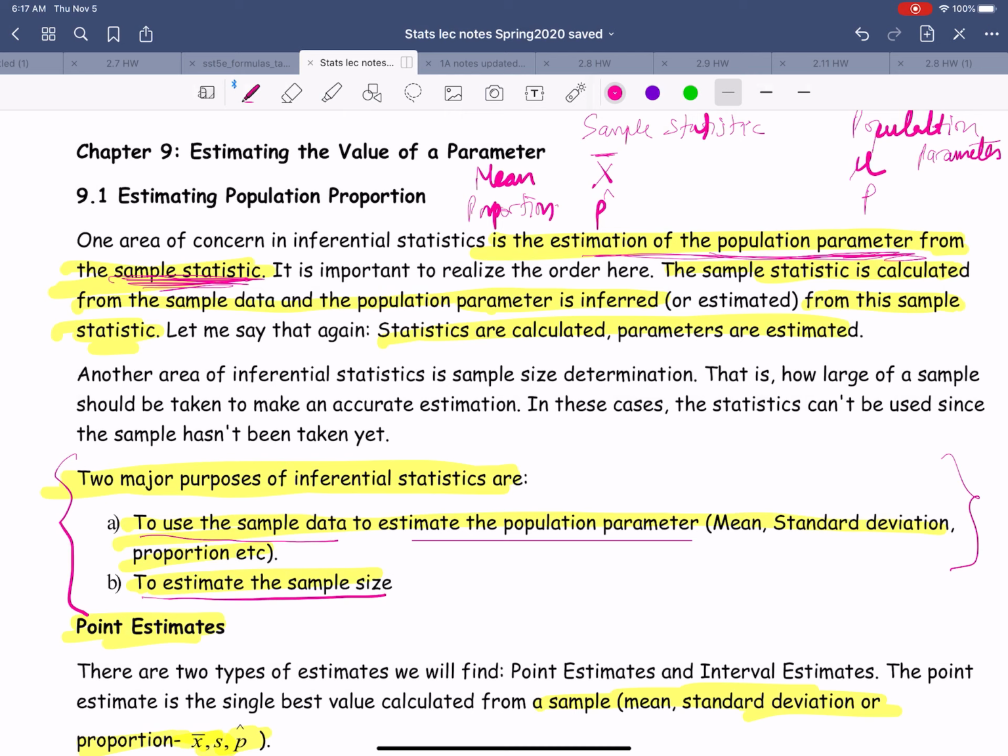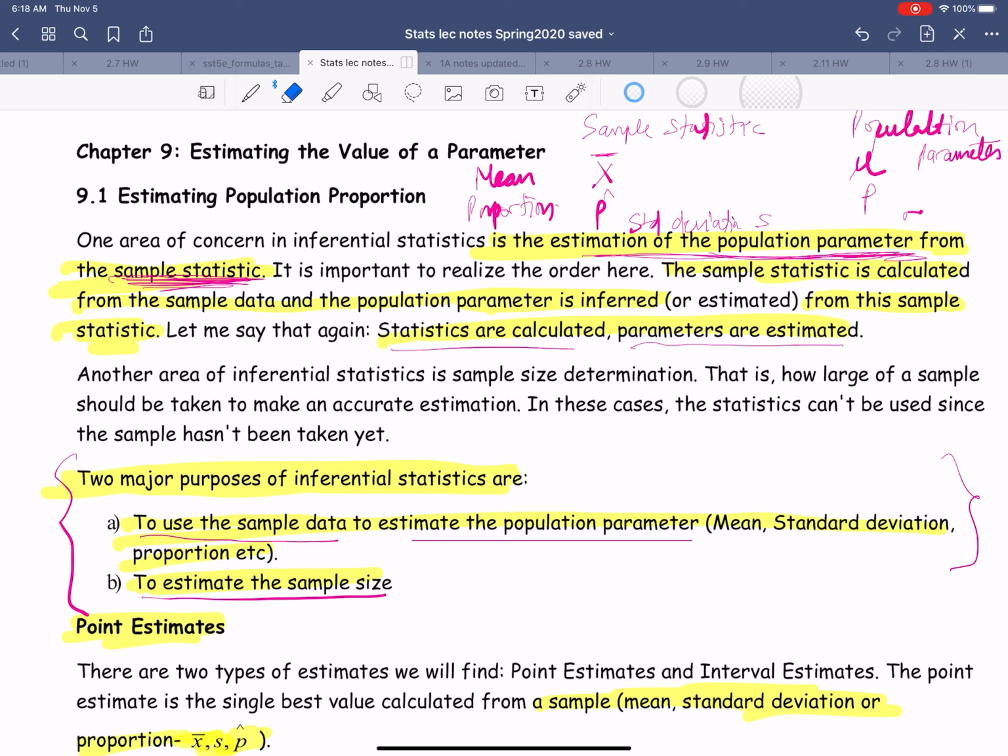And for standard deviation, the sample statistic is lowercase s. For population, it is sigma. So we will be using sample statistics to estimate the population parameter. Statistics are calculated, parameters are estimated, because we really cannot work with the whole population. It's too large, too time consuming, and not cost efficient. So we work with several small samples, and based on those samples, we make inferences about the population.